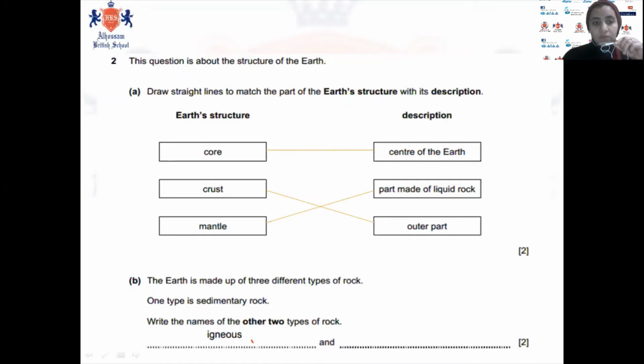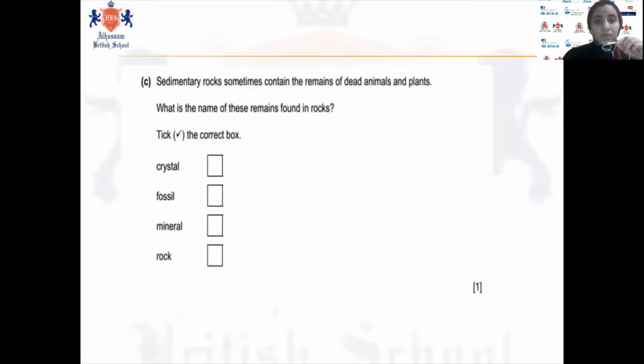Okay, second question. Sedimentary rocks sometimes contain remains of dead animals and plants, okay? What is the name of these remains found in rocks? You can tell me the name of these remains. Yes, Khattab. The answer is fossil. Fossils, excellent.